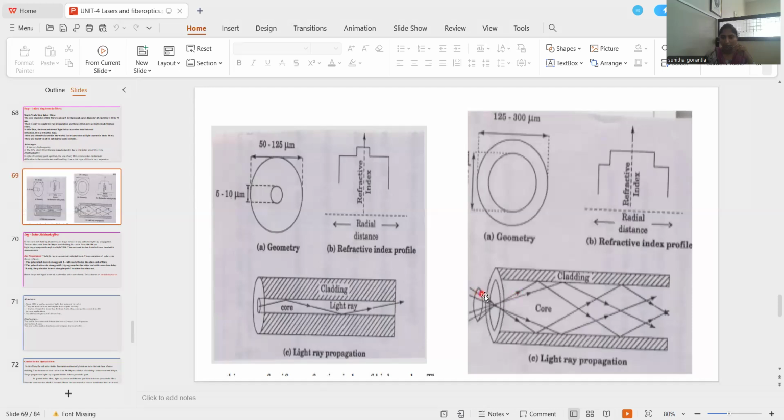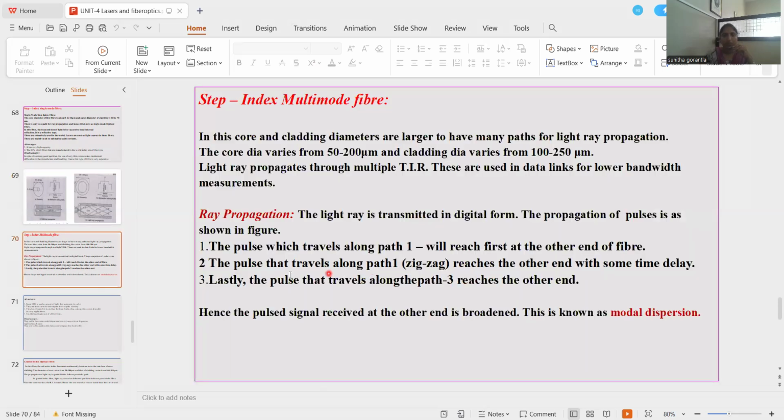Okay. Now see second ray. So the first ray makes fewer reflections in the fiber. See second ray. The second ray makes the greater angle with fiber axis and makes more reflections in the fiber. Okay, see here 1 and 2. At the output we receive the second ray later. So lastly the pulse that travels along the path 3 reaches the other end.